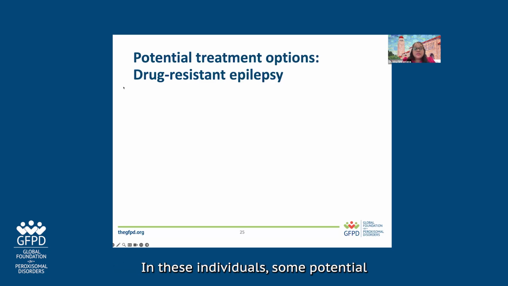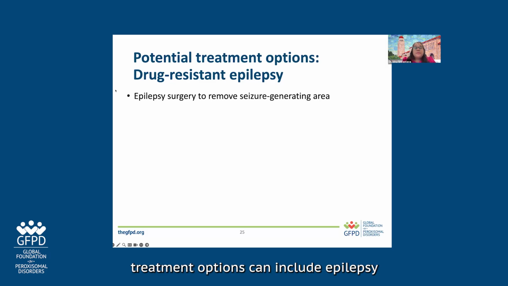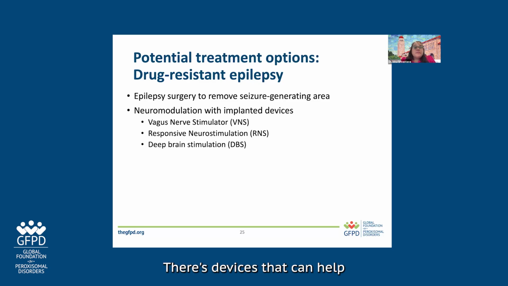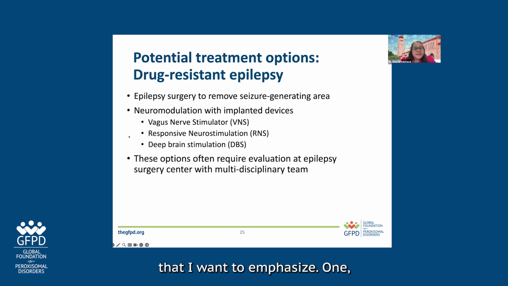In these individuals, some potential treatment options can include epilepsy surgery. If there's one or one predominant seizure generating area, then sometimes surgery to remove that area can be helpful. There's devices that can help control seizures. I've listed several here. However, two important points that I want to emphasize.